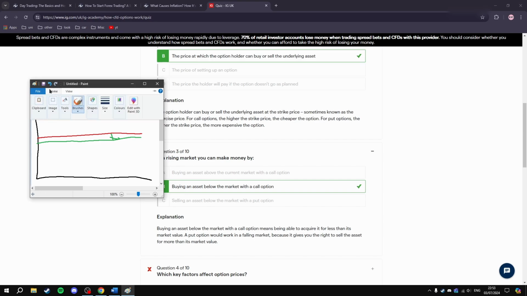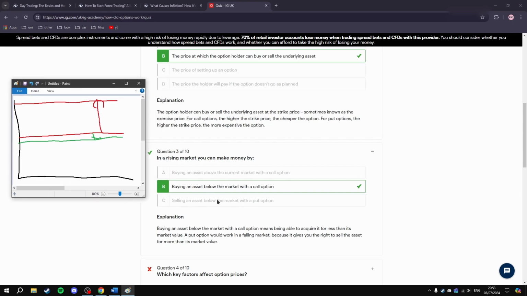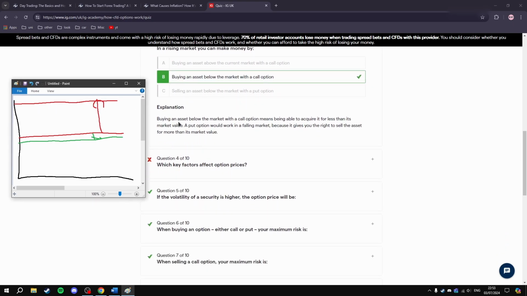For call options, the higher the strike price, the cheaper it is, because the higher you go, the further it is from the underlying asset price, the less likely it is to reach that. Gotcha. So in a rising market, you can make money. Buying an asset below the market with a call option means being able to acquire it for less than its market value. Put option will work in a falling market because it gives you the right to sell the asset for more than its market value.